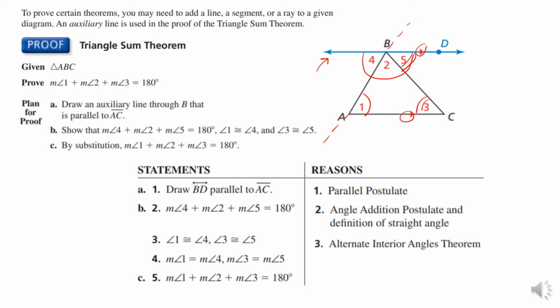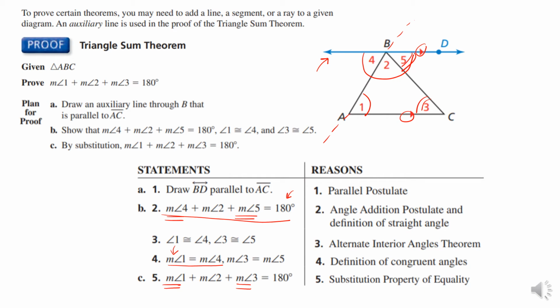Well, then we're going to switch to measures because we need to get back to measures for 180. So we just change all those from congruency to measures, and that's the definition of congruent angles. And then what we're going to do is take this statement here, and substitute the 1 for the 4 right here, and substitute the 3 for the 5, which was right here, and plug those in, and now we have what we were looking for, substitution property of equality. And these were the plans that we used to create that. Okay? So that's the way you put the proofs together.